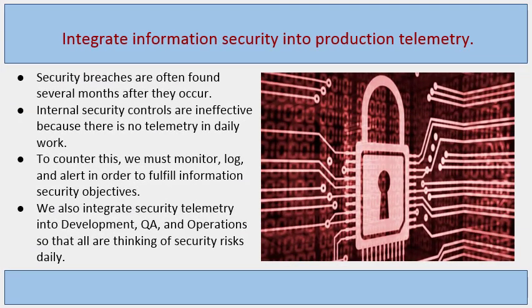Next, we integrate information security into production telemetry. Now, security breaches are often found several months after they occur. Internal security controls are ineffective because there is no telemetry in daily work. To counter this, we must monitor, log, and alert in order to fulfill information security objectives. We also integrate security telemetry into development, QA, and operations so that they are all thinking of security risks daily.